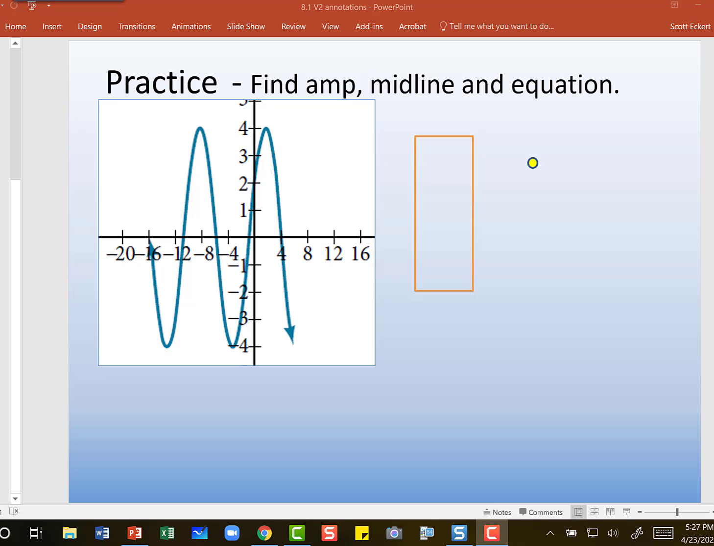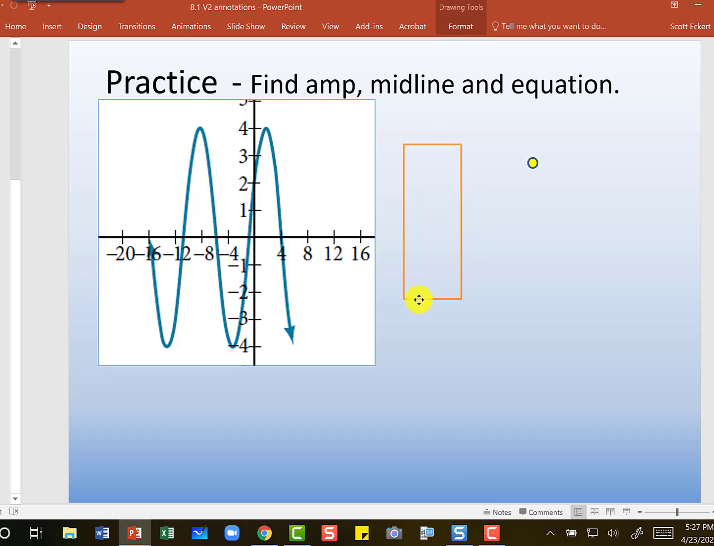This is the last of our 3 graphs, and we want an equation for it. And just like before, we need a box, because the box gives us all the parameters: the amplitude, the period, the midline, the phase shift, the horizontal shift. And from all of that stuff, we can figure out the A, B, C's, and D's, and we can write the equation.